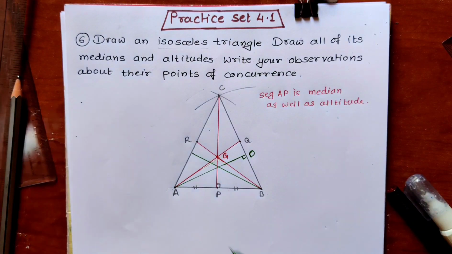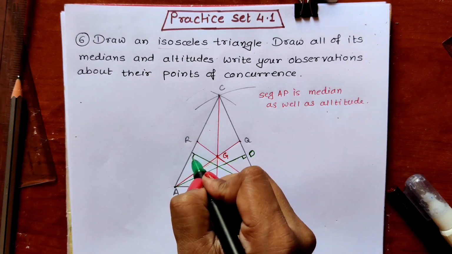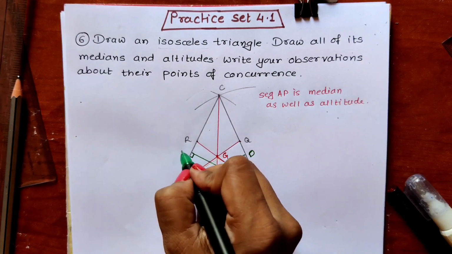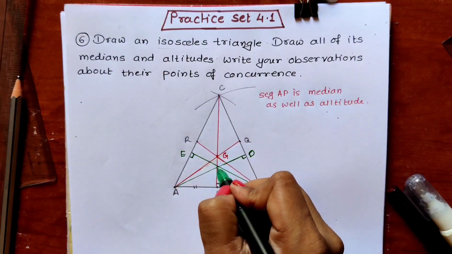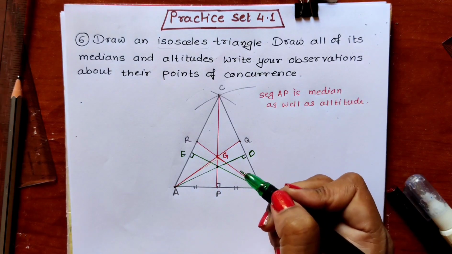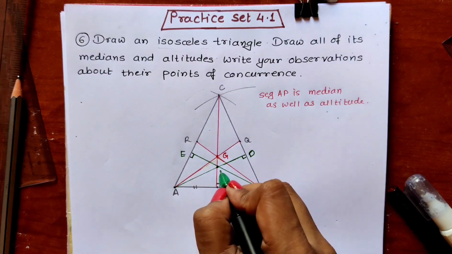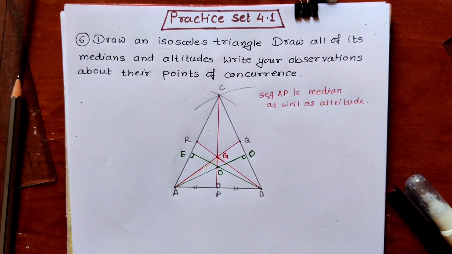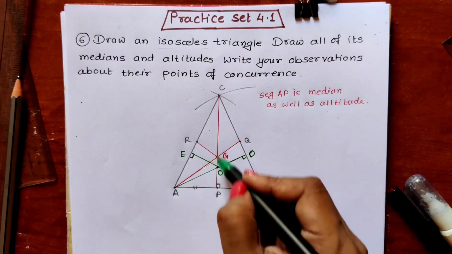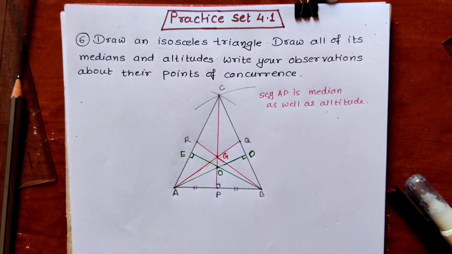In this way, this is point E, BE, and here we have got the point of intersection of these three altitudes, which is shown by letter O, which is also the orthocenter. So G and O are on the same line, we can see that.